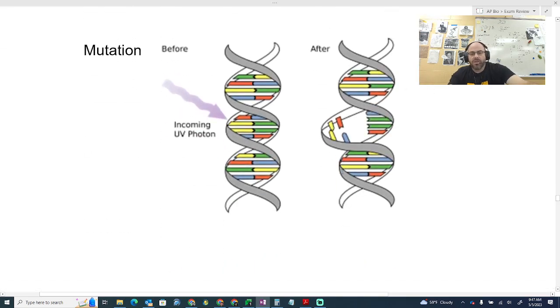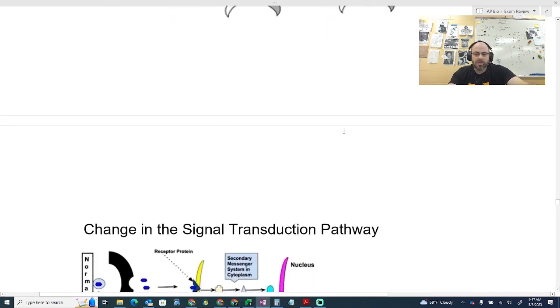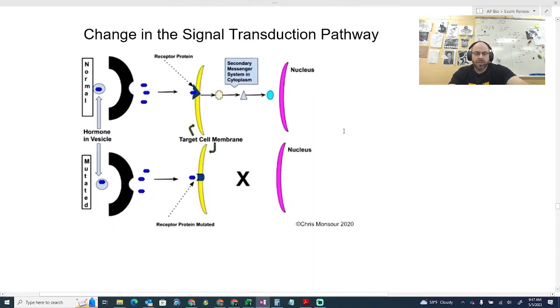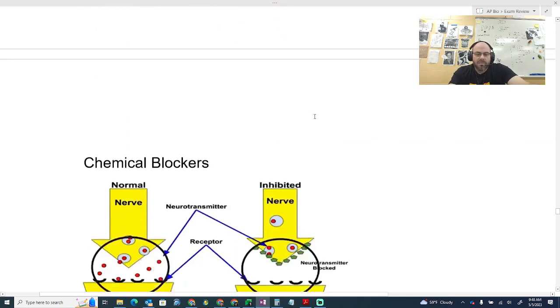What else could cause a change in the response? Mutations. Change in the DNA, change in the protein, change in the response. This is showing UV photons could change that. There's lots of things that can cause mutations. This is going to cause a change in the signal transduction pathway. The secondary messengers aren't going to do anything, and the nucleus is never going to say, hey, what are we supposed to do? They don't know because they never got the message. Pretty straightforward, common sense kind of thing.